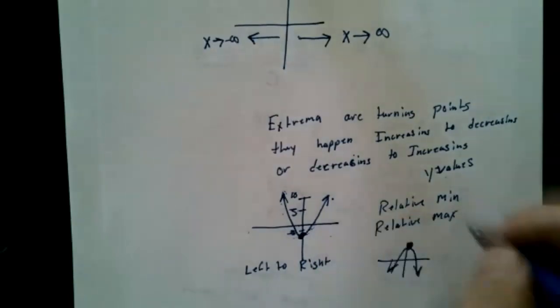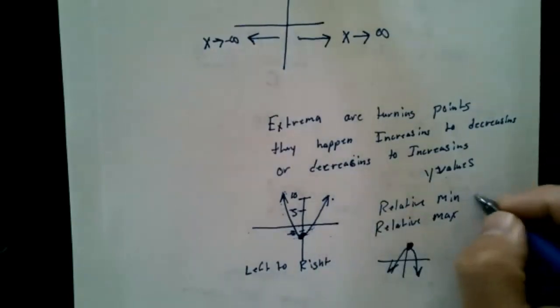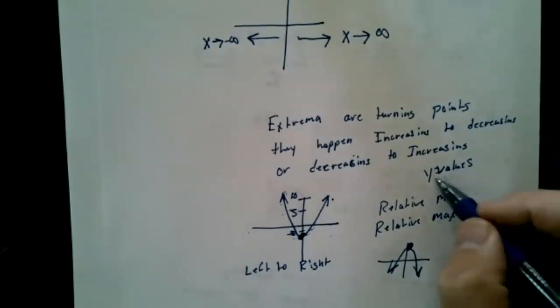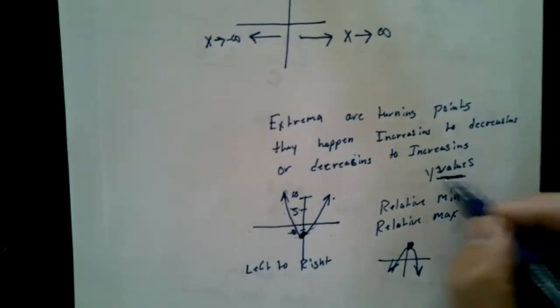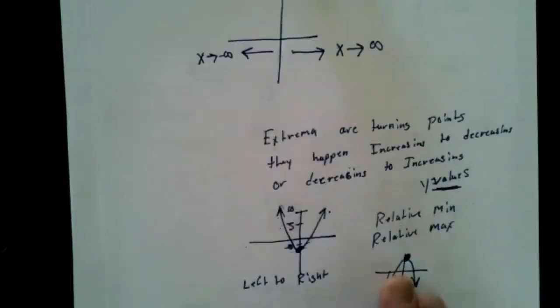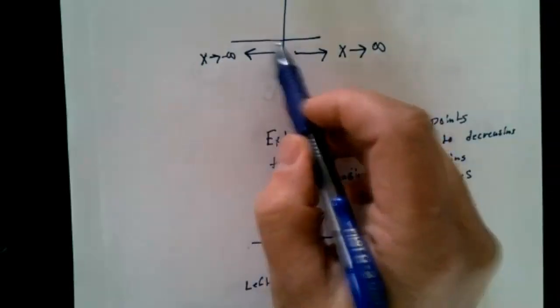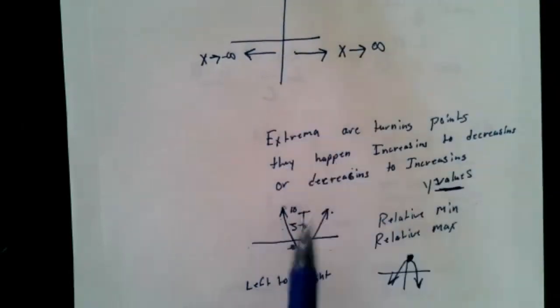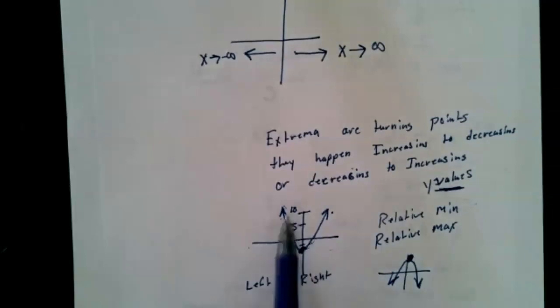Okay, your extrema will either be a relative min or relative max. Okay, but it's all centered around the y values. So on end behavior, we want to start in the middle, work to the left, and work to the right. When we're talking about identifying extrema, we want to know, what is our graph doing? Is it decreasing and then increasing? Is it increasing and then decreasing?